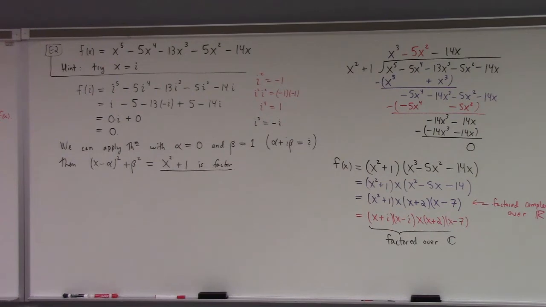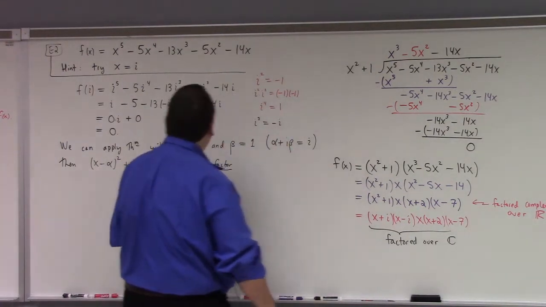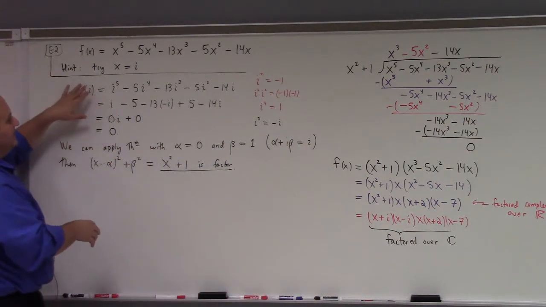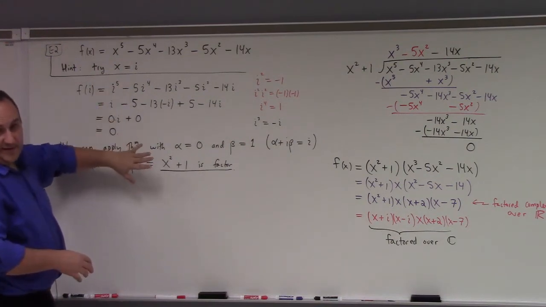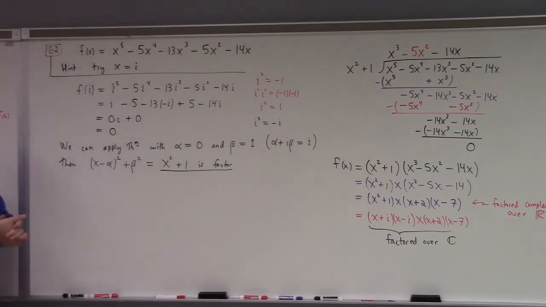Other questions? Oftentimes in these kinds of problems, you're not even asked to evaluate at i, right? There's a whole bunch of problems where you're just given that the function is 0 at a complex number, so there's no complex arithmetic at all. All you have to do is use the theorem. Let's look at another example here.